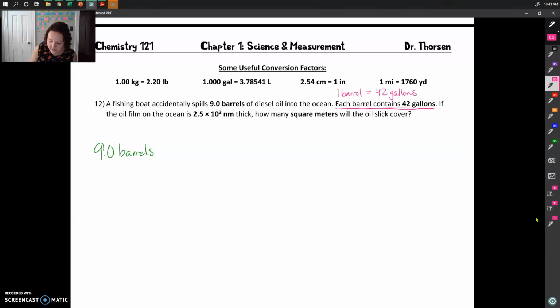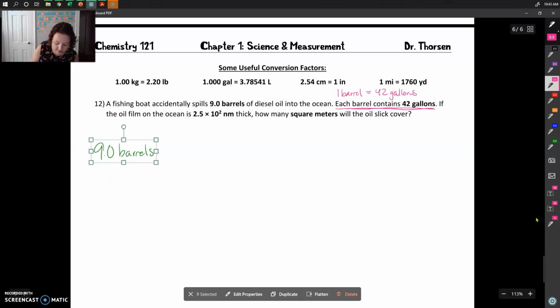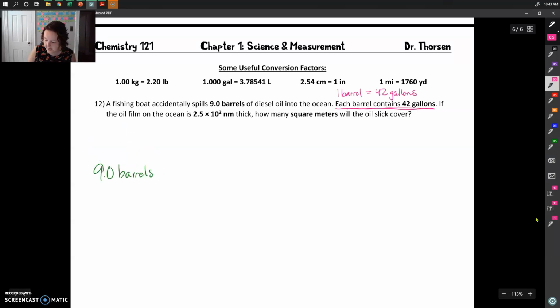Now, because I know I'm starting with the 9 barrels, one of the other things I like to do with problems like this is think through the conversions I'm going to do first, before I start to write them all out.